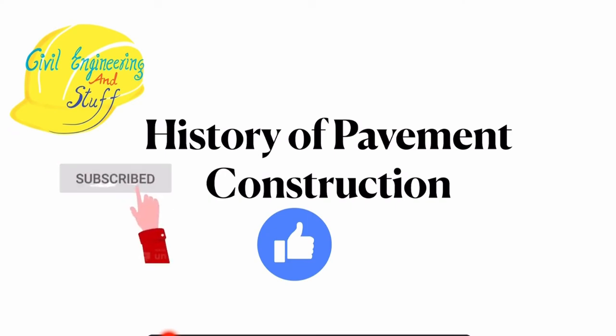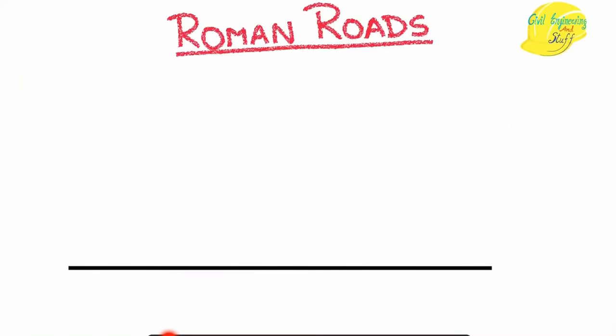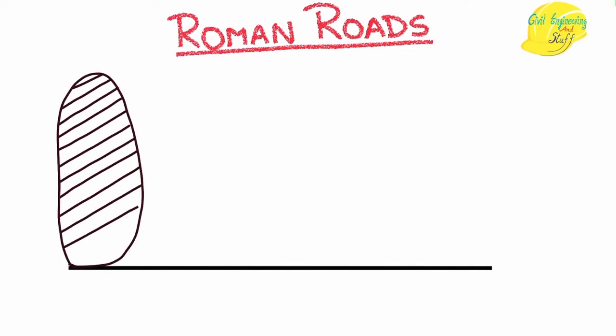Alright, so let us discuss various benchmarks in the history of pavement construction. In this, the first one is the Roman roads. The roads constructed during the Roman Empire were so strong and durable that many of the pavements still exist today. The road constructed by Romans involved curved stone placed at the edge of the pavement, and the soft soil was excavated until the hard rock strata was reached.